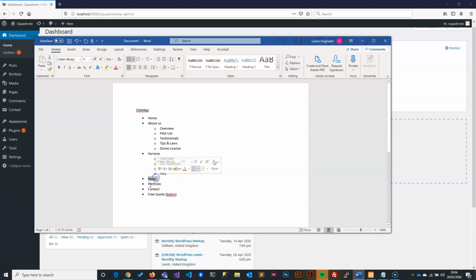Then we have the blogs, which are the news. We have the portfolio section, and we have the contact us, and we have a free quote, and this will be the button. Okay, so this is very important, and if you're new to this, it's really easy.